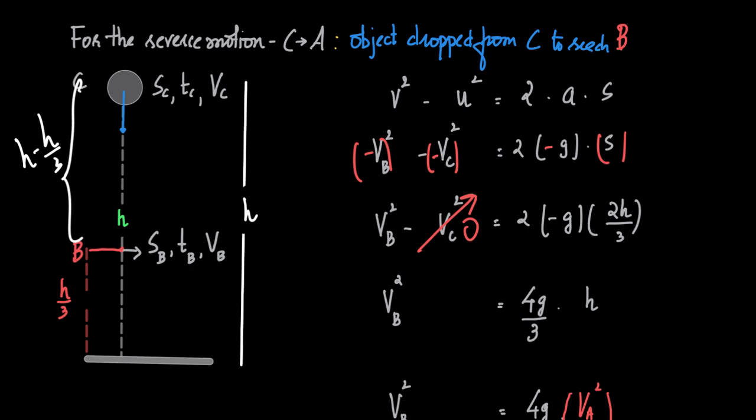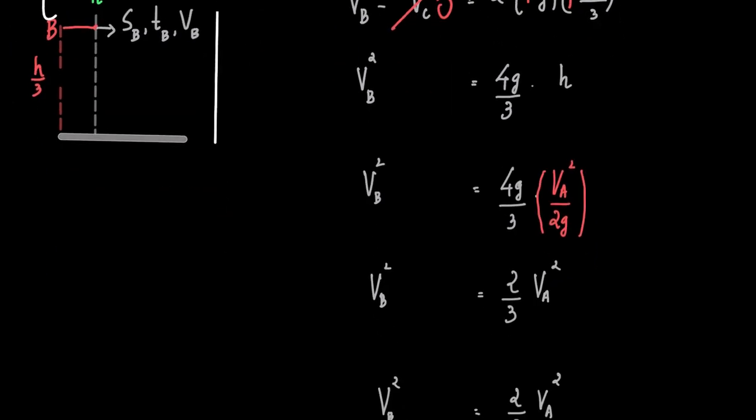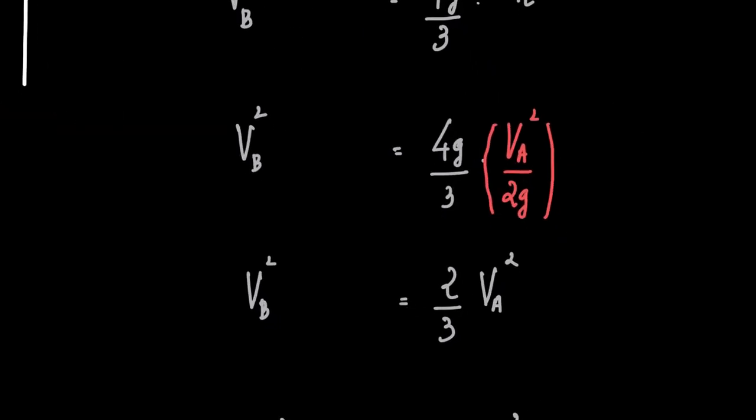I'm pretty sure some of us might have understood the correct point here, which is, since displacement is acting downwards, displacement should also be negative. So this should be minus 2h by 3. And therefore, negative times negative is positive, which gives us VB square is positive 4gh by 3. What is h? We already have found it as v square by 2g. And therefore VB square is 4g by 3 times v square by 2g, which is 2 by 3 v square.